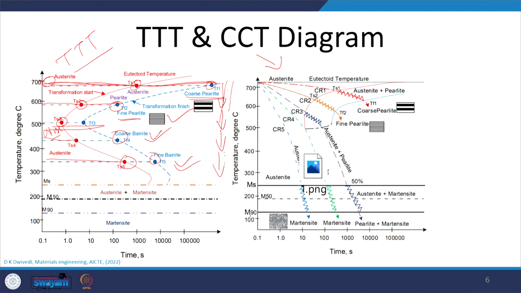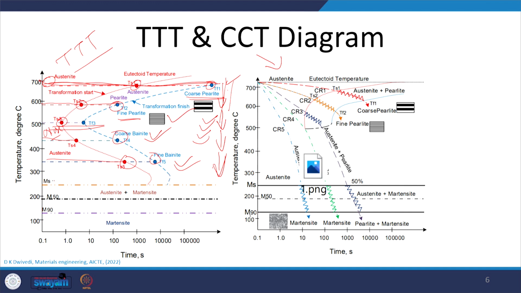You see the minimum hardness is achieved with coarse perlite, then somewhat greater hardness with fine perlite, then further greater hardness when coarse bainite is achieved, and even higher hardness is achieved when fine bainite is obtained. On further cooling at lower transformation temperatures, what will happen?